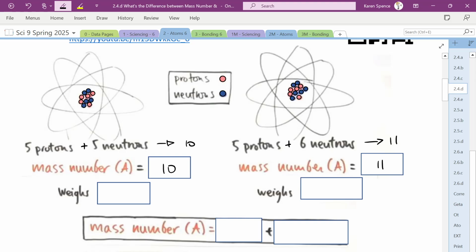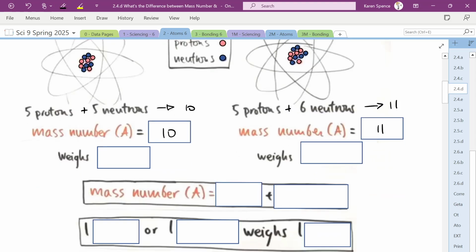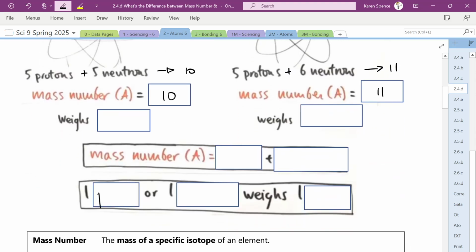And how much does 1 proton weigh? 1 proton or 1 neutron weighs 1 AMU. All I need you to know about the mass of an electron is that it is much, much smaller. Okay, I don't need you to memorize 0.000549. You don't need to know that. You just need to know that the electron's mass is a lot smaller.